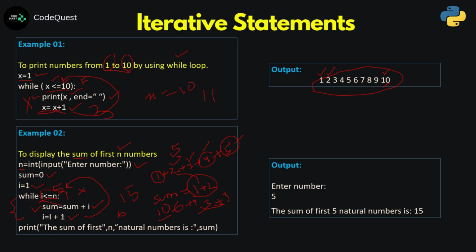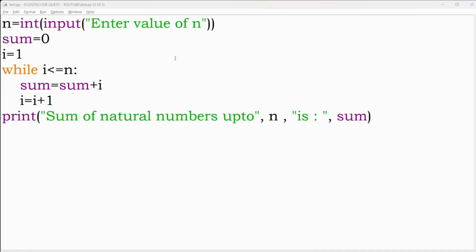Now after the termination, we are just trying to print the sum of first n natural numbers. What is the n value we have read? It is 5. What is the sum now presently holding? 15. So once we supplied the value 5, I am getting the sum of first 5 natural numbers is nothing but 15.